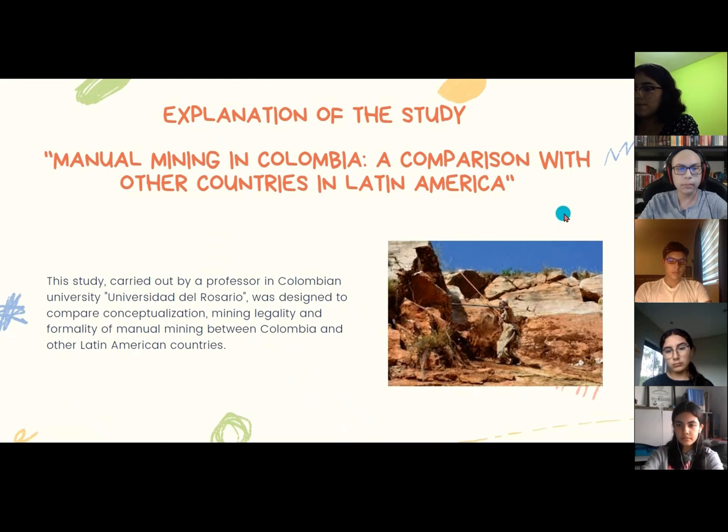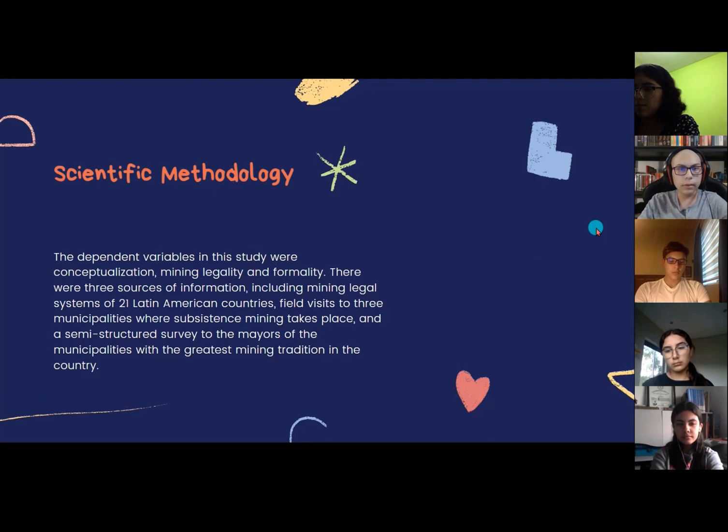The scientific methodology used had dependent variables in this study, which were conceptualization, mining legality, and formality. There were 3 sources of information, including mining legal systems of 21 Latin American countries, field visits to 3 municipalities where subsistence mining took place, and a semi-structured survey interview of the mayors of the municipalities with the greatest mining tradition in the country.